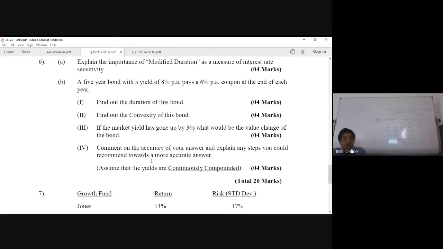Now you see that all the parts are carrying 4 marks each. So that means if you made a mistake in one part, you lose only 4 marks. Therefore, you need to have a comprehensive idea about these things in order to get 4 marks. Right. Any question on this?